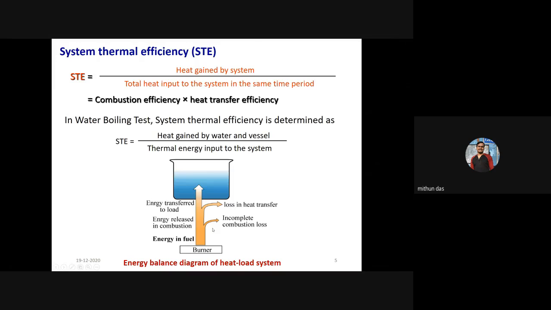In the water boiling test, the system thermal efficiency is defined by the heat gained by the water and vessel, divided by the thermal energy input to the system. Here the incomplete combustion losses are neglected, as the combustion efficiency of the burner is more than about 90%.